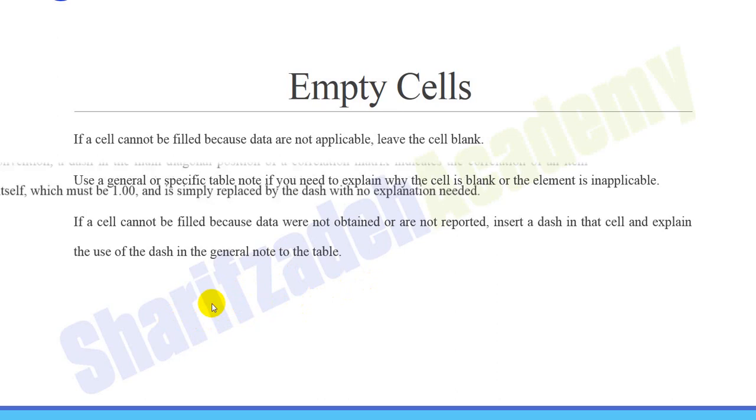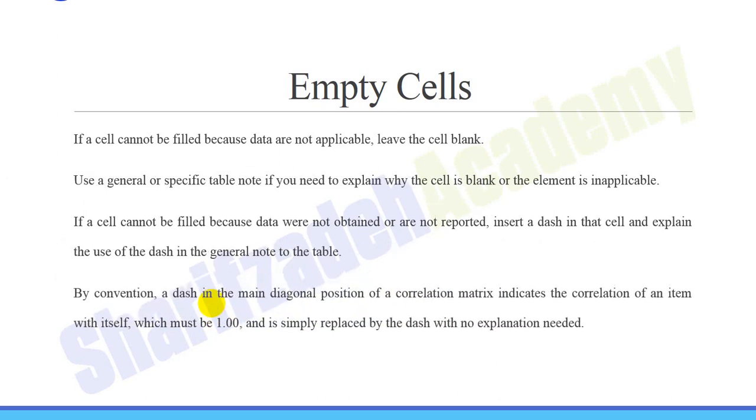And in some cases, with regard to correlation tables or matrices, we have to put a dash in the main diagonal position. Let's look at the correlation table and see what is going to happen. So in that case, we have to use a dash. Okay, and we don't leave it blank. We do not leave it blank. Instead, we use a dash.